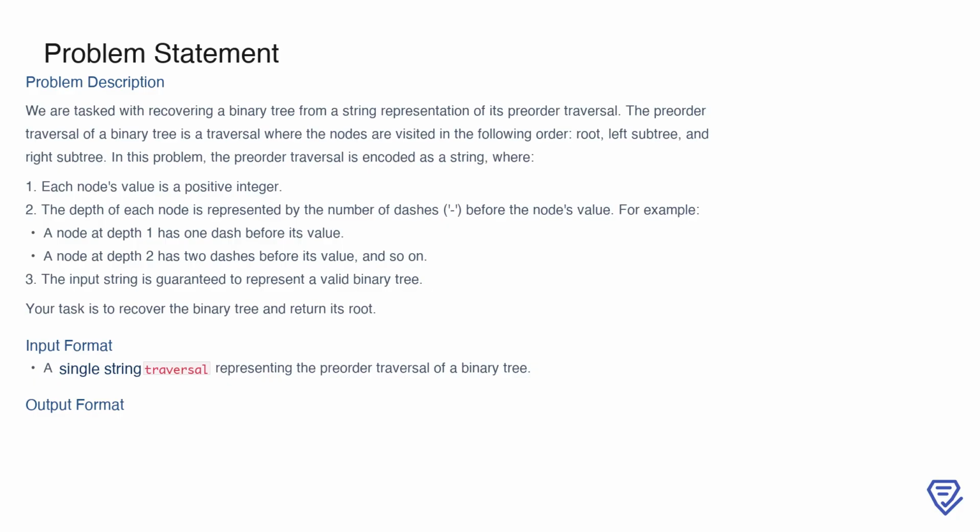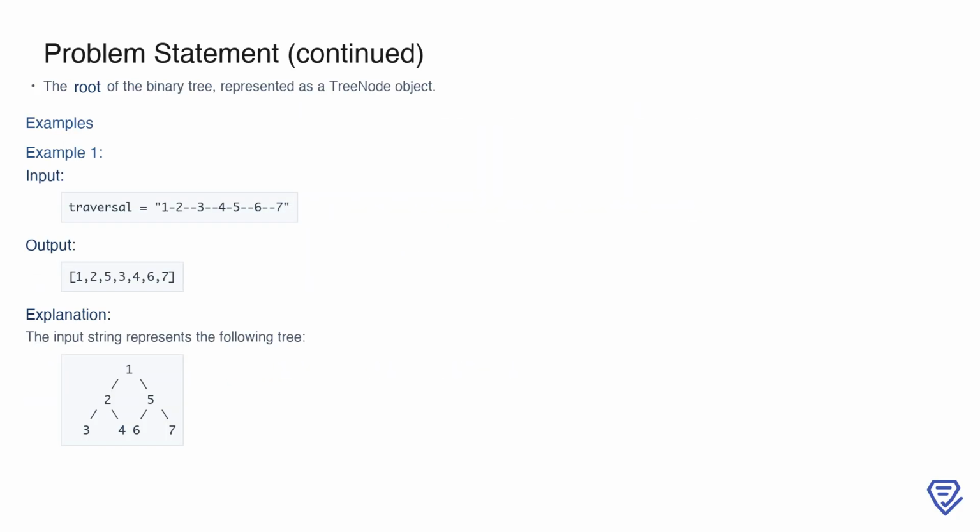The problem guarantees that the input string represents a valid binary tree. Our goal is to recover this tree and return its root node. The output of this problem should be the root of the reconstructed binary tree, represented as a tree node object. Let's look at an example to understand this better.